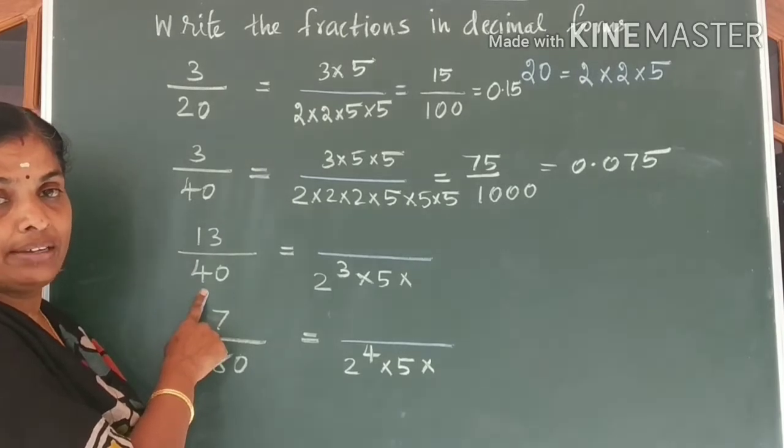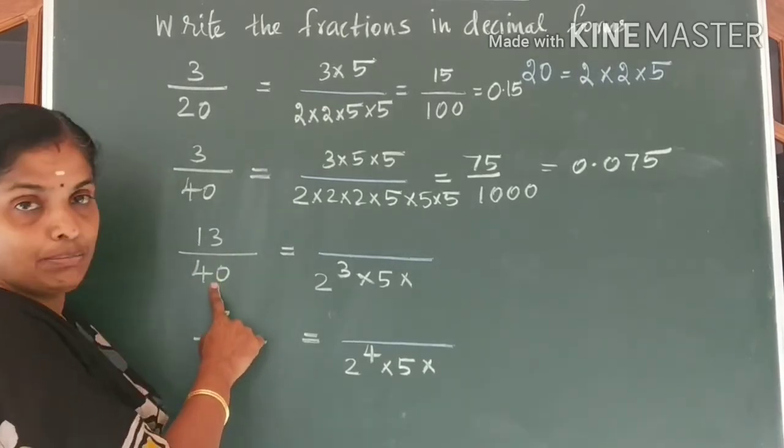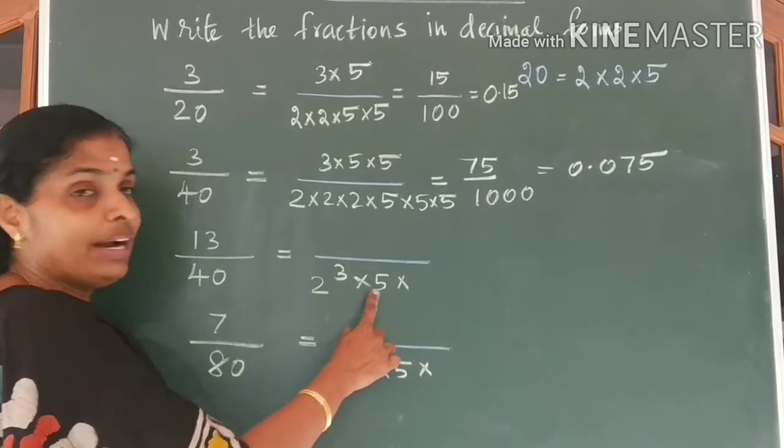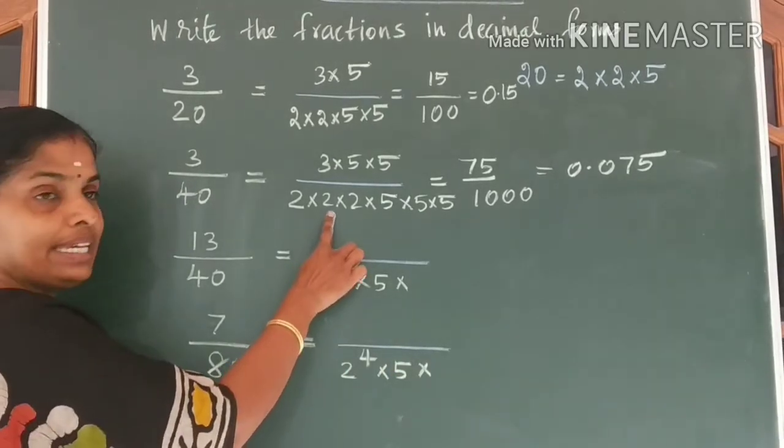13 by 40. 40 can be split as 3 2s and 1 5 as we did here.